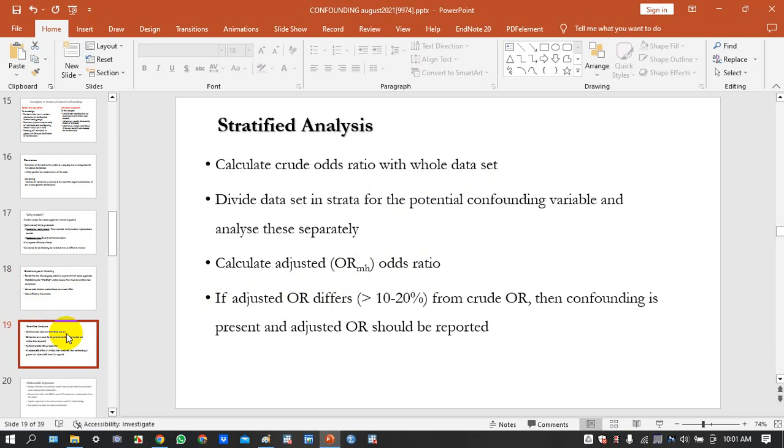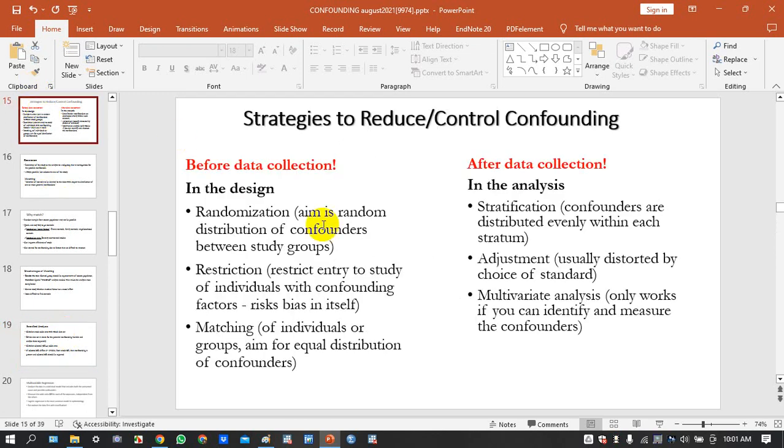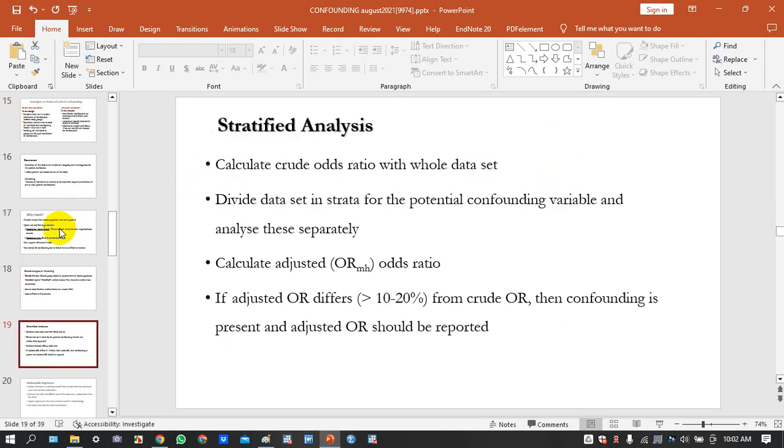Okay, stratified analysis. Like I said, at the analysis stage we have something we call stratification. In order to avoid or control for confounding, to eliminate confounding, you need to stratify. When you have all your data sets, you can stratify during your statistical analysis. So let's go and see stratification. With stratification, you calculate the crude odds ratio with the whole data set, then divide the data set into strata for the potential confounding variable and analyze these separately. Calculate the adjusted odds ratio.